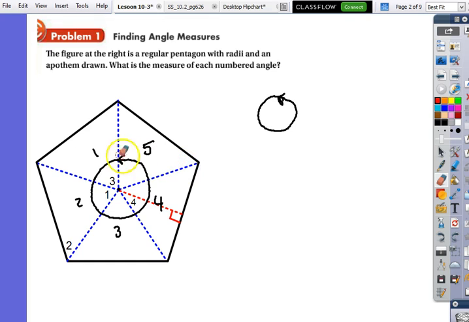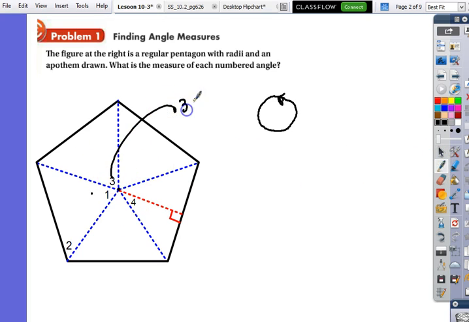So what I'm saying is that the measure of angle 3 and the measure of angle 1 is based off of knowing how many sides you have. It's 360 degrees divided by the number of sides. So you will always find that whole angle by 360 divided by n. In this case, 360 divided by 5 is 72 degrees. So angle 1 and angle 3 are 72 degrees.